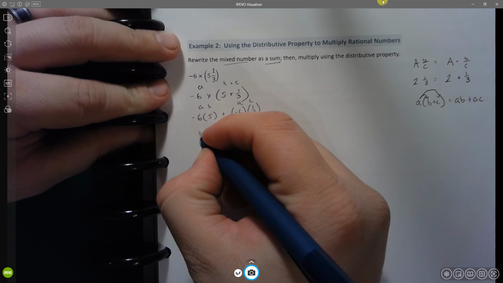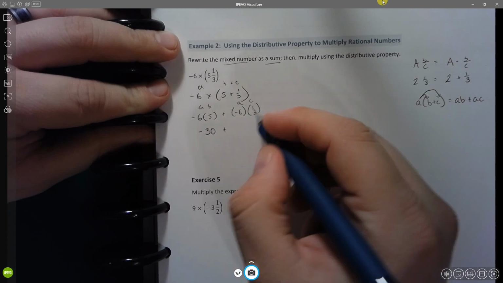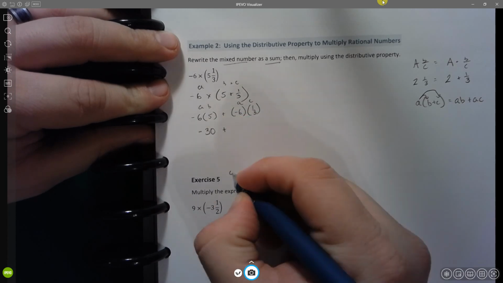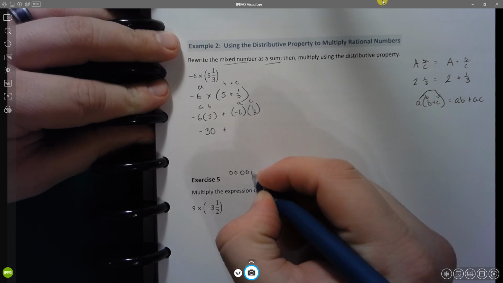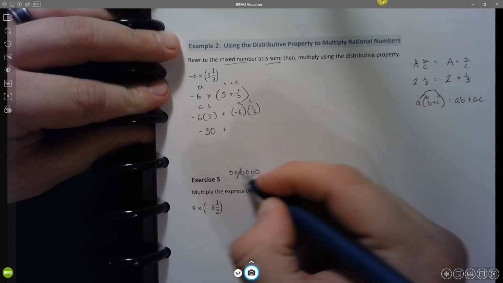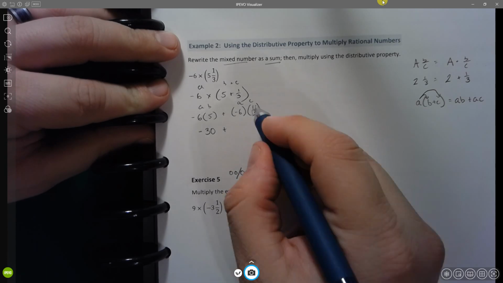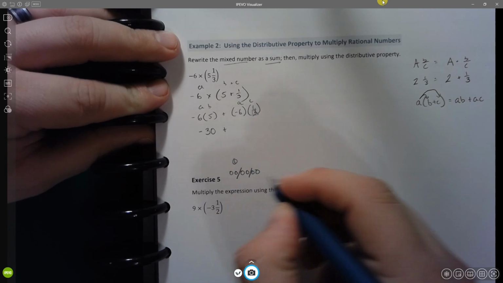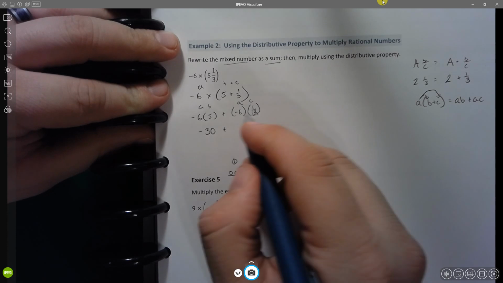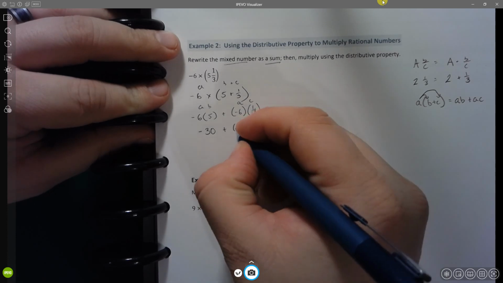Negative 6 times 5 is a negative 30, plus 1/3 of a negative 6. So we're going to go ahead and write down our 6 little circles here. I'm going to divide them into 3 groups because that's what my fraction on the denominator tells me to do. So what's one group out of 3? It's 2. So 1/3 of a negative 6 is going to be a negative 2.